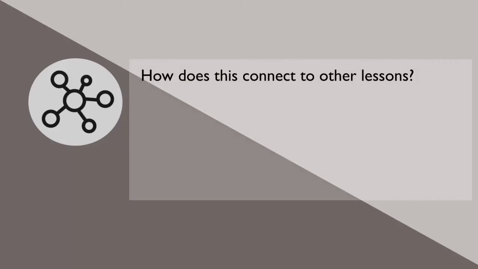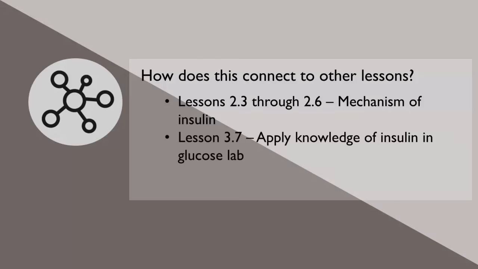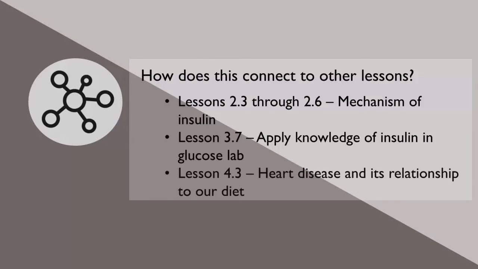Students should already have learned about the mechanisms of insulin in lessons 2.3, 2.4, 2.5, and 2.6. In this lesson, we will see in more detail how insulin is related to diabetes. In the next lesson, students will apply their knowledge of insulin and glucose in a lab. Heart disease and its relationship to our diet is discussed again in lesson 4.3.